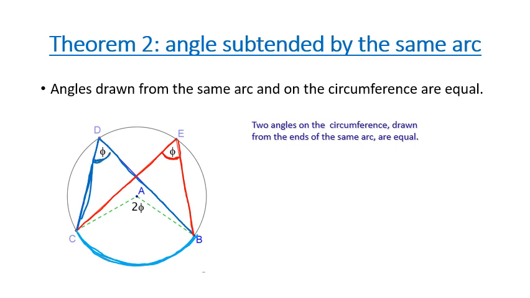Now this theorem is actually supported by the previous theorem we've just looked at, because C and B can also form an angle with the center of our circle here at A, and that angle is actually twice as big as the other angles that are on our circumference, which agrees with our first theorem. So we can state from this theorem that if 2 angles are on the circumference and they are drawn from the ends of the same arc, then they are equal. So in this particular case, the angle BDC must be equal to the angle BEC.